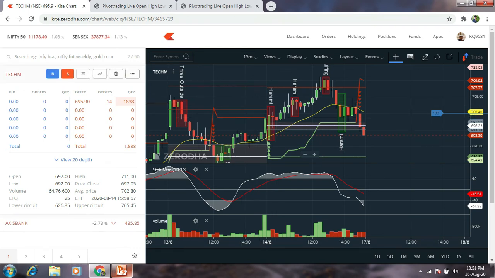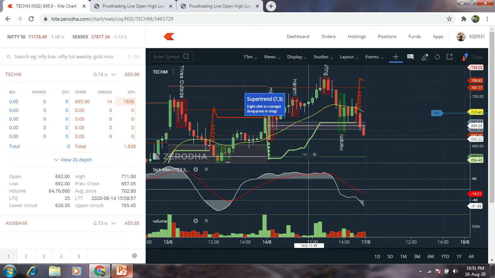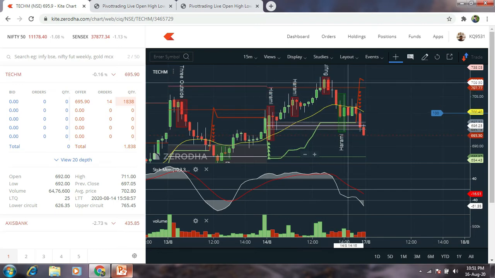The first criteria: the open price should be equal to the low price, including the decimal. Then you wait for the first 15 minute candle to break out. Somewhere here the breakout happened, right? So you take a position once it breaks out, and your stop loss is the low of that stock. That will be 692 as the stop loss. And similarly, the target, always go with a 1% target. 1% is nothing but around 7 rupees here.